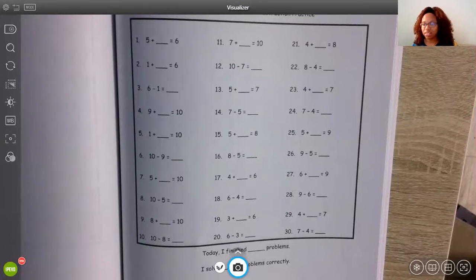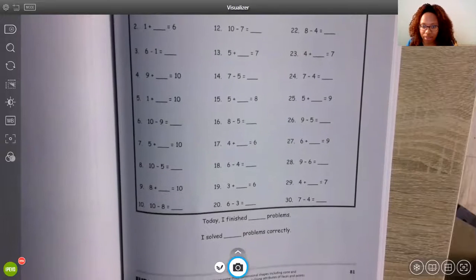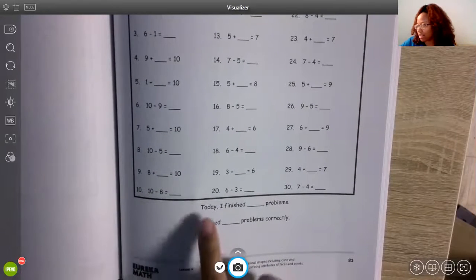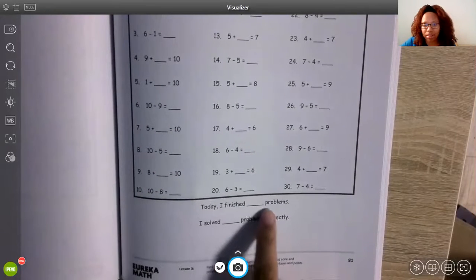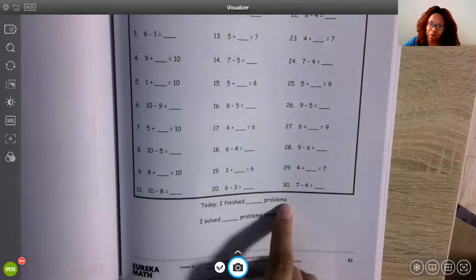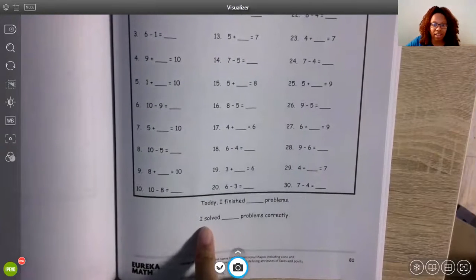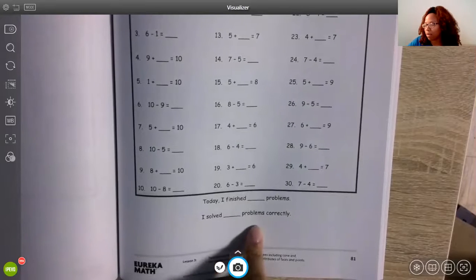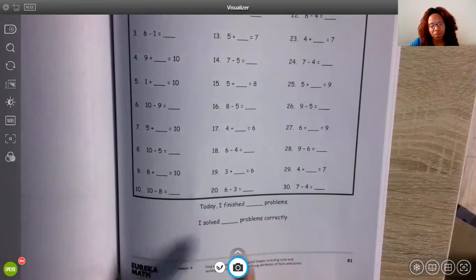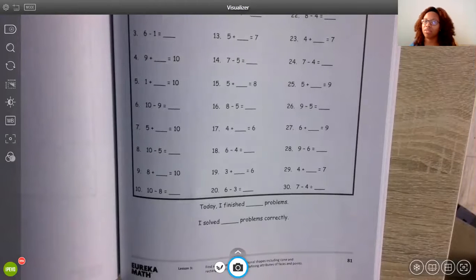All right. So if you would like to go ahead and write these sentences here at the bottom, it says, today I finished blank problems. So you're going to write how many problems you finished in the blank. The second sentence says, I solved blank problems correctly. So in the blank, you're going to fill in how many problems you solved correctly. I can give you a few seconds to copy that down. If you need a little bit more time, you can go ahead and pause the video.